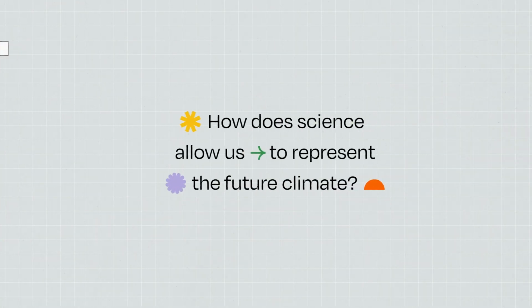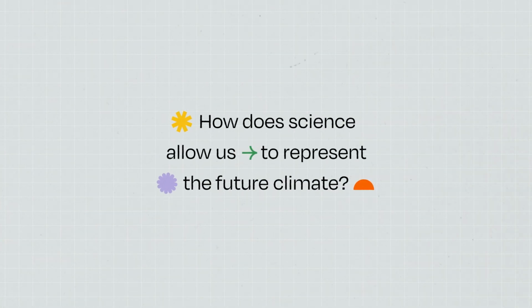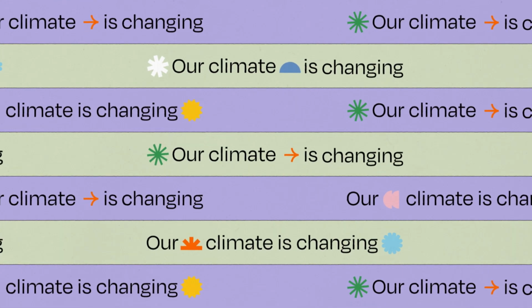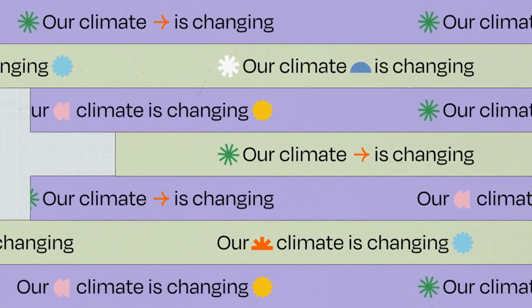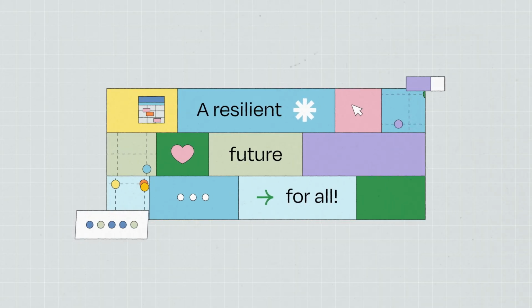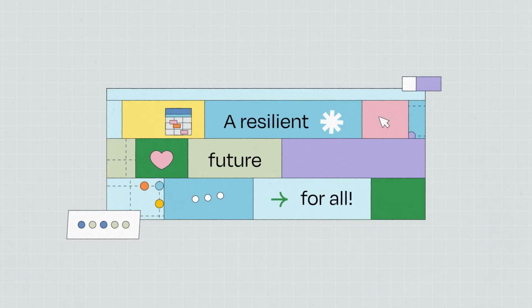How does science allow us to represent the future climate? The scientific consensus is clear. Our climate is changing. That's why it is essential to be able to simulate it to help us adapt and plan a resilient future for all. Let's see how it works.